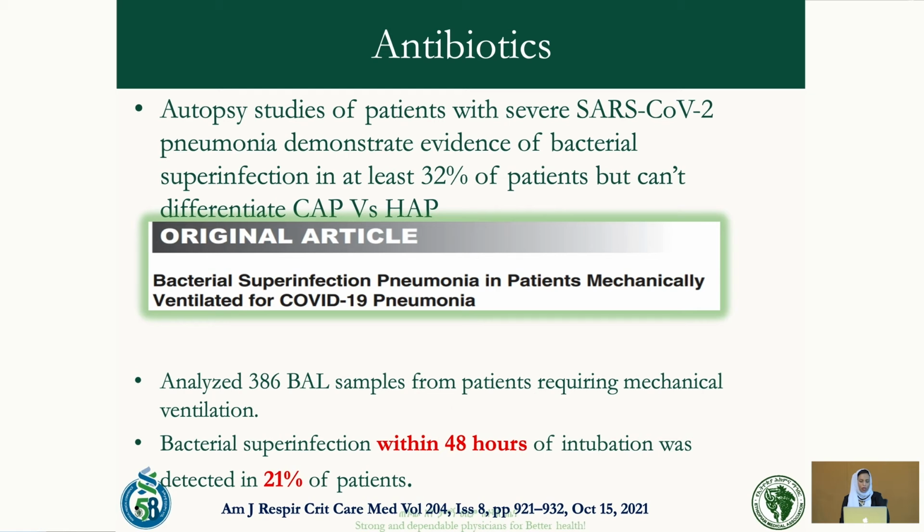But what is very close to my heart is the use of antibiotics. So we talk of autopsy studies. It has shown that up to 32% of patients can have concomitant bacterial infections, but it does not differentiate between community-acquired pneumonia versus hospital-acquired pneumonia.